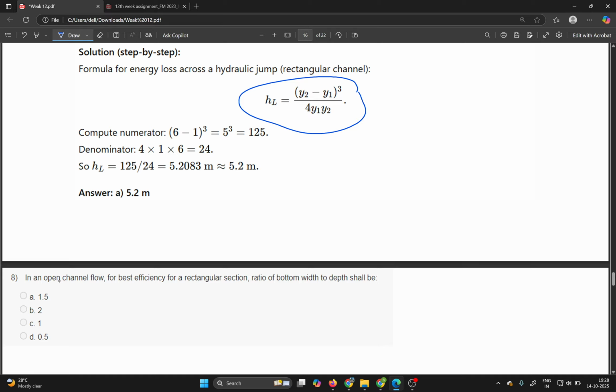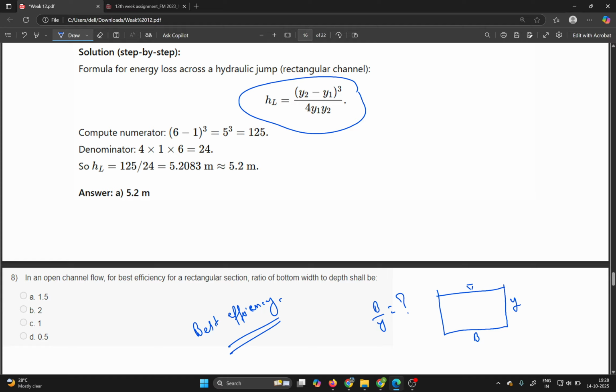Next question is in an open channel flow, for the best efficiency of the rectangular section, the ratio of bottom width to the depth shall be. Here is again the rectangular section. So bottom width b and the depth y. So the ratio b by y, what should be the value for best efficiency? Best efficiency you need to calculate.